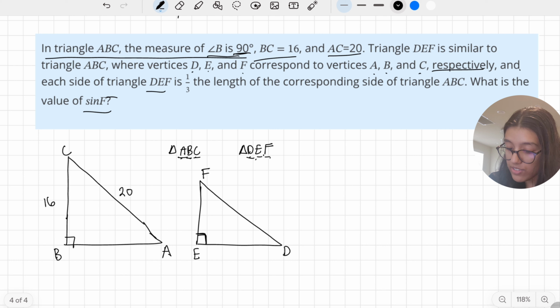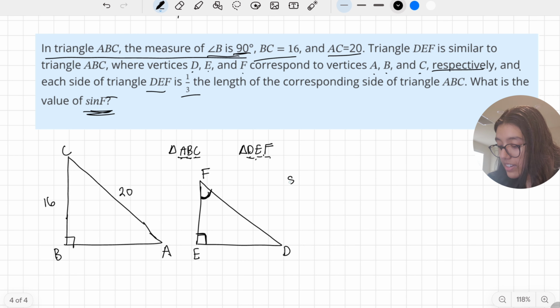And each side of triangle DEF is 1/3 the length of the corresponding side of triangle ABC. Okay, well that worked out perfectly because if each side in DEF is 1/3 the length of each side in ABC, then that means that triangle DEF will be relatively smaller than triangle ABC. Now it's asking what is the value of sine F. So sine F, so the angle F is over here.